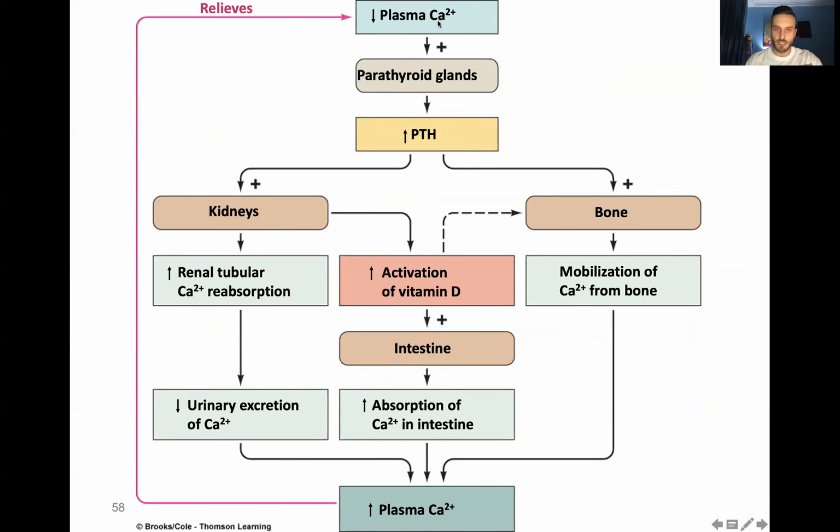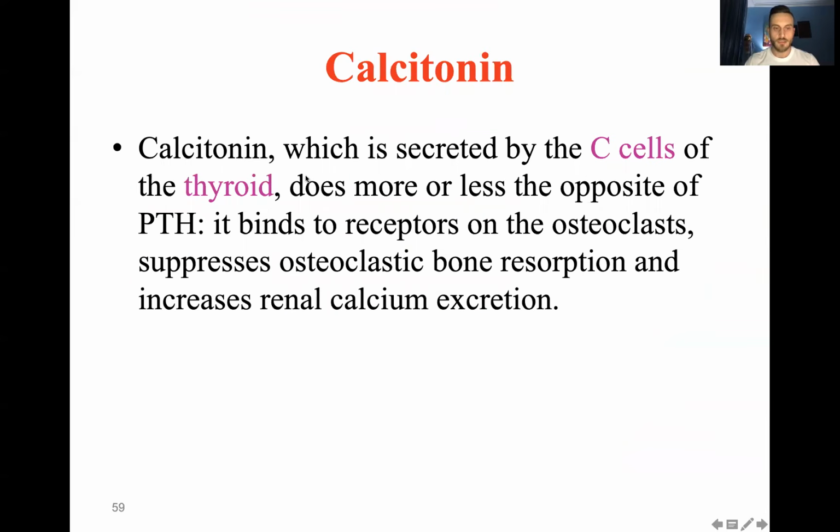We have plasma calcium and parathyroid hormone increasing. It goes to the bones and mobilizes the calcium to the plasma. In the kidneys, there is increased renal calcium resorption and activation of vitamin D, so more absorption from the intestines. In the end, plasma calcium increases, which provides a feedback mechanism to the parathyroid hormone.